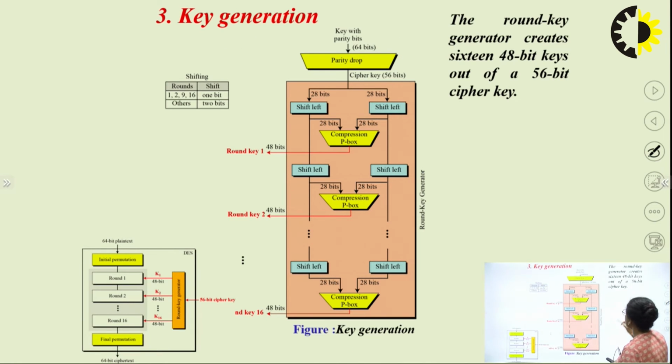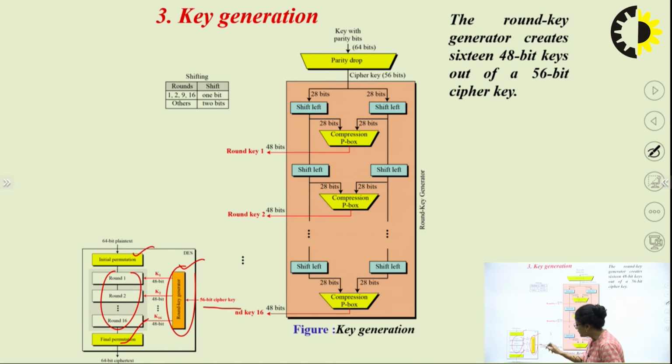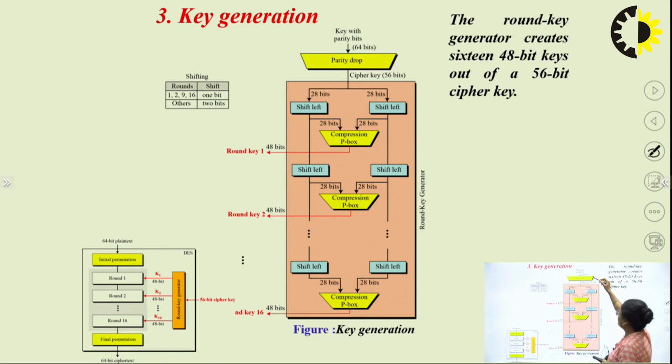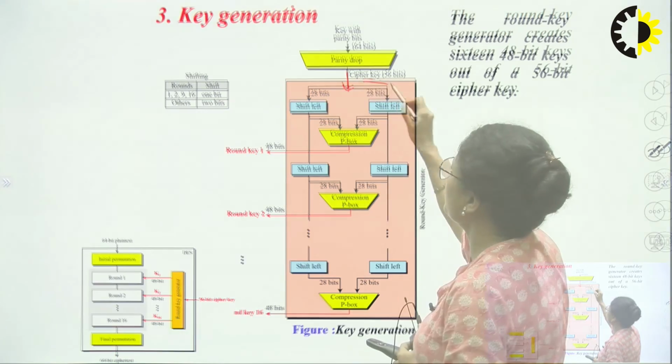So this is the last topic. If you remember, we have talked about permutation, about rounds, and what happens inside each round, with so many components and how they work. The last topic is key generation. What does key generation do? It converts a 56-bit key to a 48-bit key. Let me explain that figure. You have a 56-bit key.